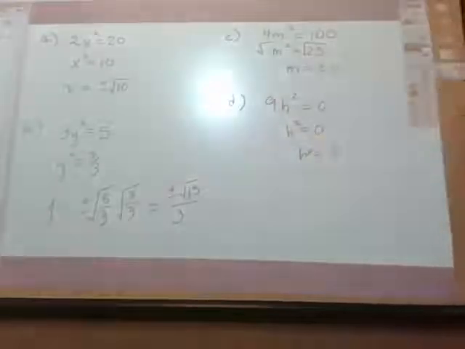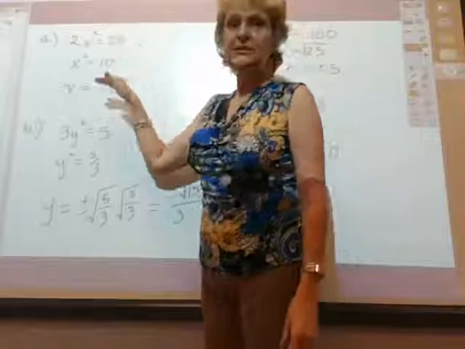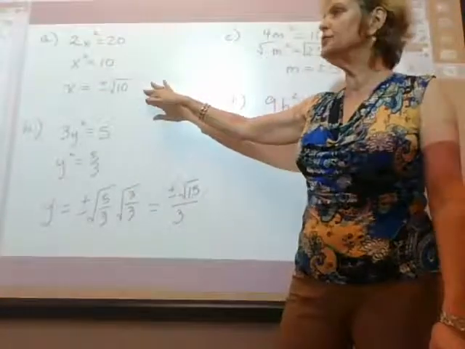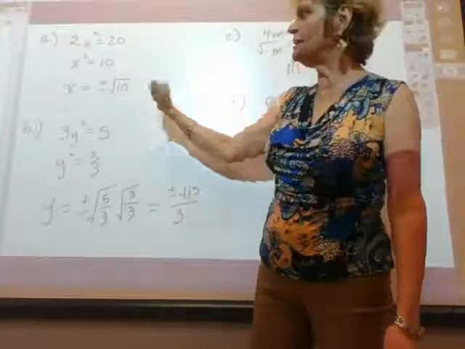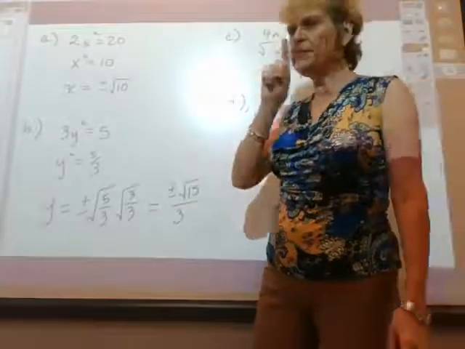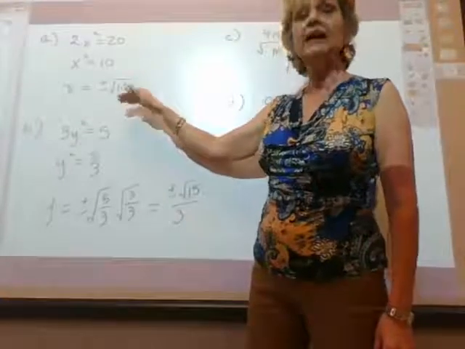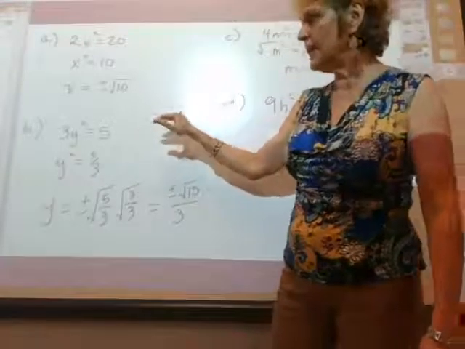All right, so for A, I divided both sides by 2, took the square root, got plus or minus radical 10. Leave it in radical form. It's simplified. There's no perfect square factor of 10, so I'm done with that. Remember from the radical chapter, if this had been radical 20, I'd want to break it into 4 times 5 and simplify it. All right.